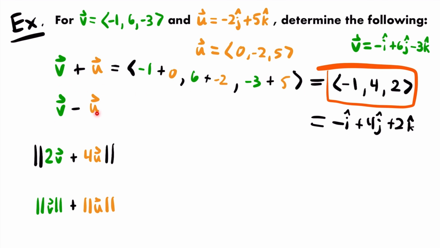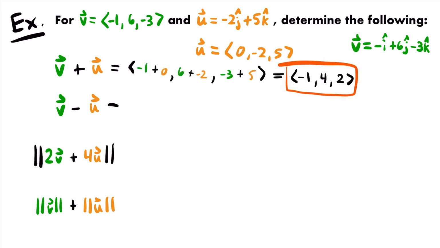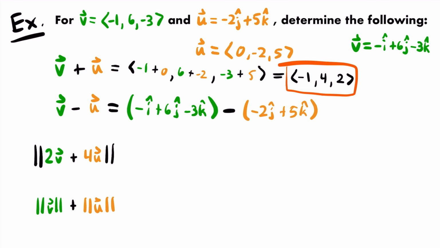Now let's move on to the subtraction of vector u from vector v. To find the result of the subtraction of two vectors, we want to subtract the components of the second vector from the first. So we're going to be subtracting the components of u from the components of v. Now in this case, I'm actually not going to use this notation. Let's use our standard unit vector notation. And so here's what that looks like. We're going to have vector v, which is -i plus 6j minus 3k. That's this vector right here, which is the same as this vector. And then we're going to be subtracting vector u, which is -2j plus 5k. So the first thing that we want to do here is distribute this negative through these terms.